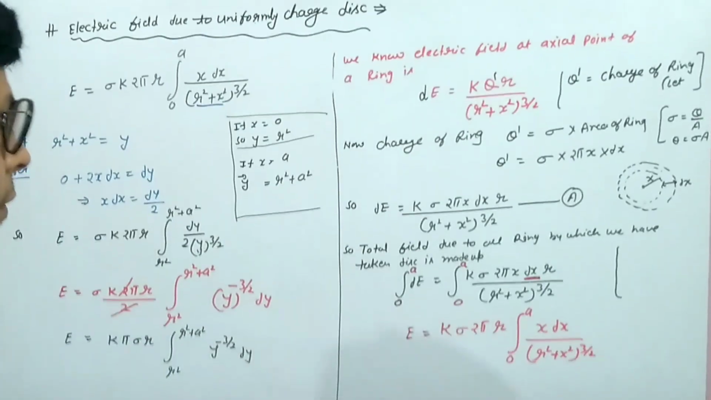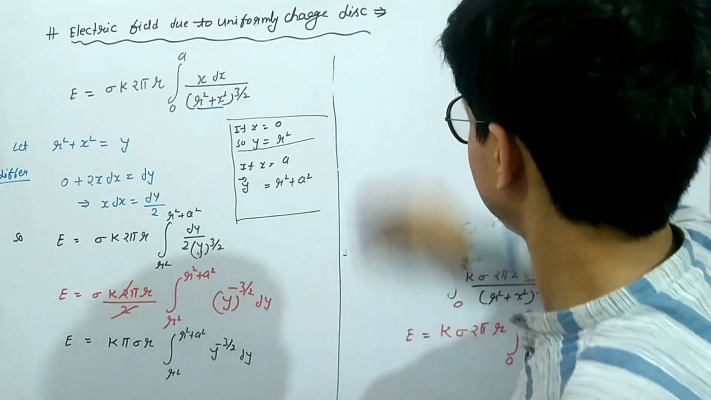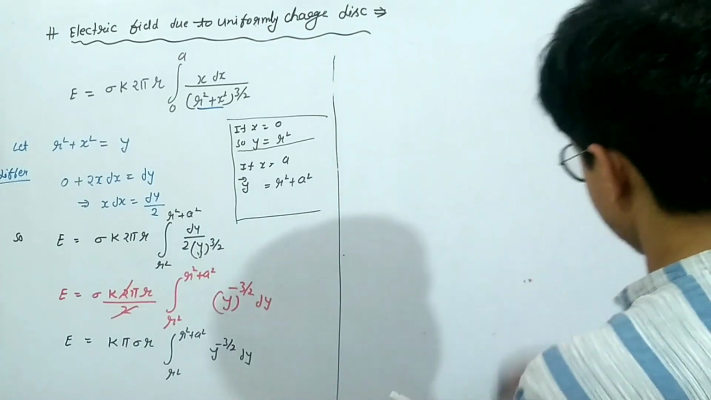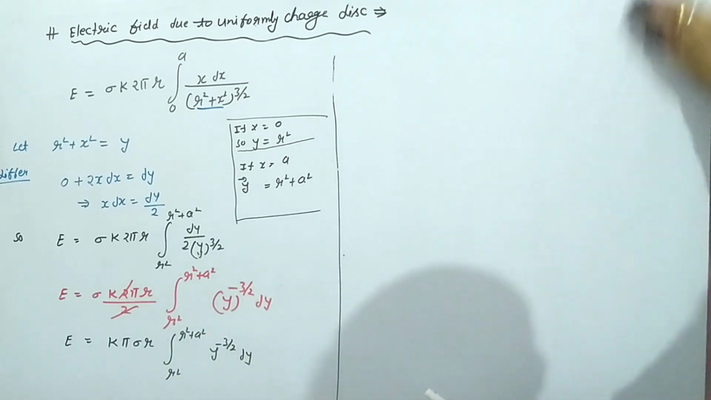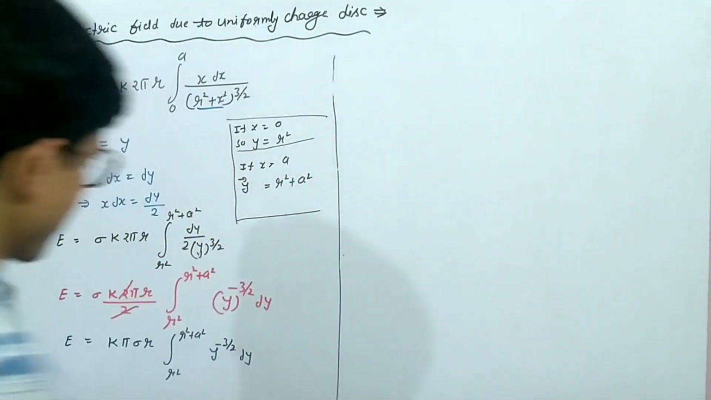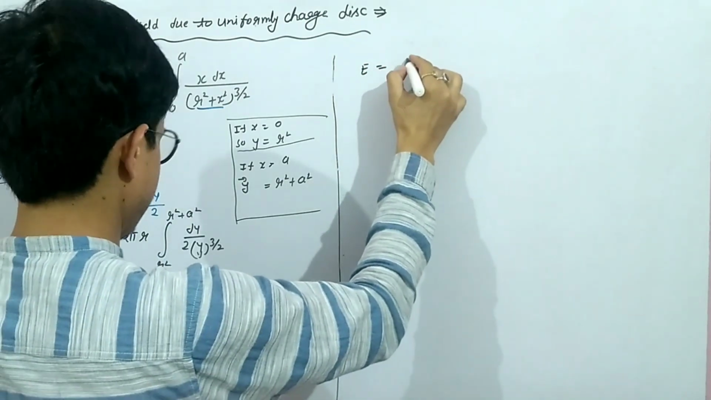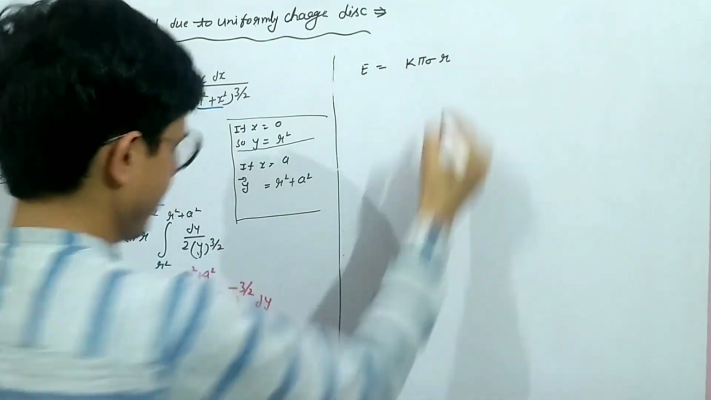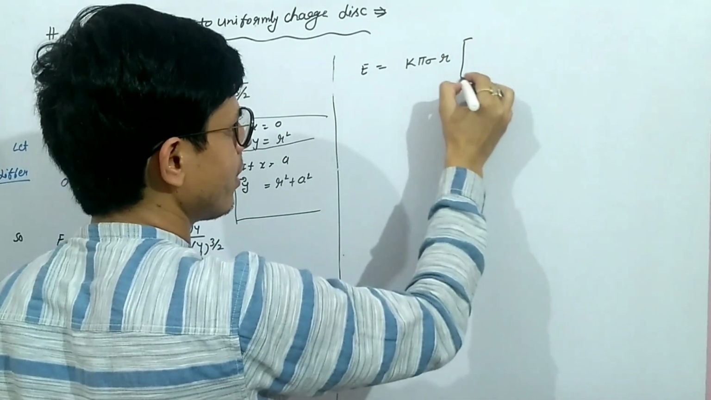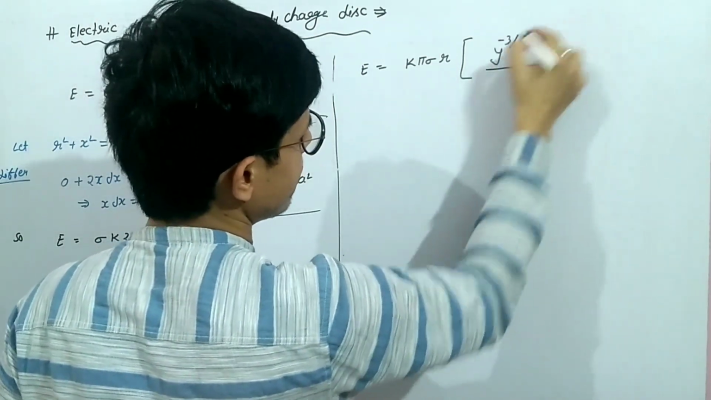Now further, how will we solve? Now this is clear for all. Okay, next we will see what we can do now. We get k pi sigma r times the integration of this. How do we integrate? I have told you, for y to the power 3/2, we will add 1 and divide by the same term.